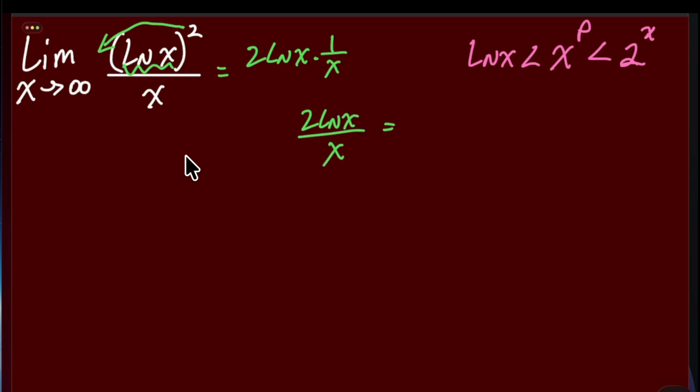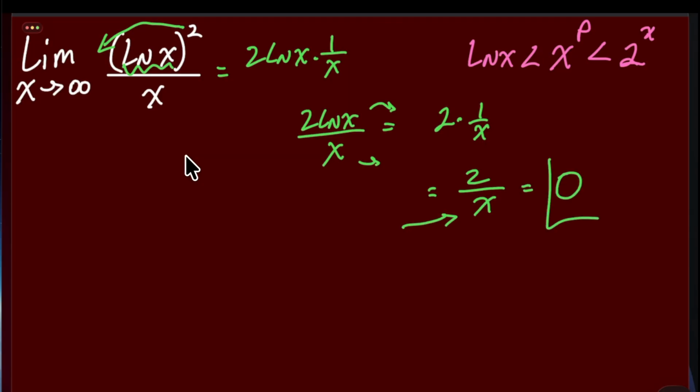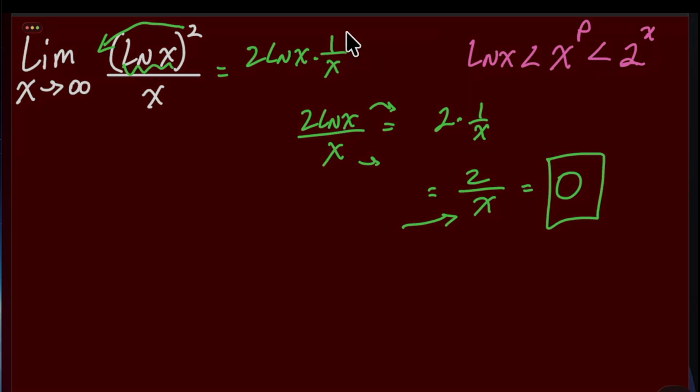Okay, so here now we're going to have 2 ln of x over x. This is still infinity over infinity, so we're going to employ L'Hopital's rule again, and we're going to get 2 times 1 over x divided by 1. This is going to end up just being 2 over x, and if we envision infinity being in the denominator, this is going to go to 0.